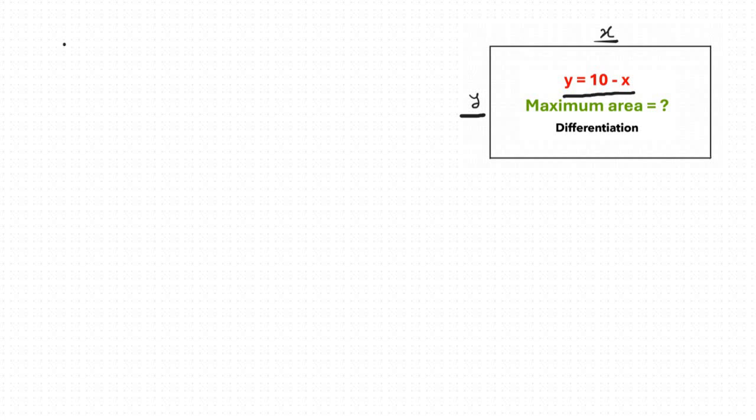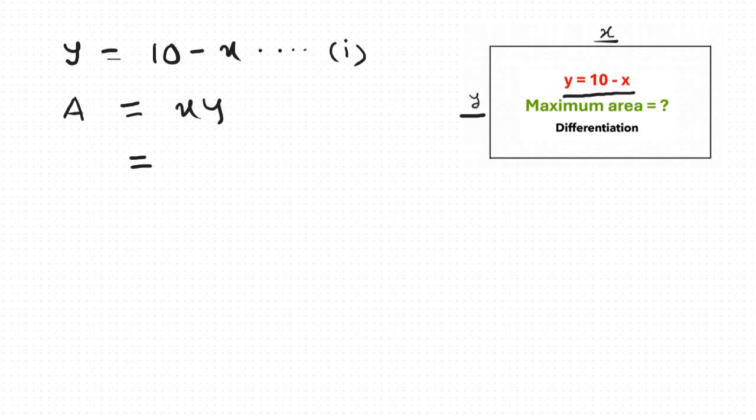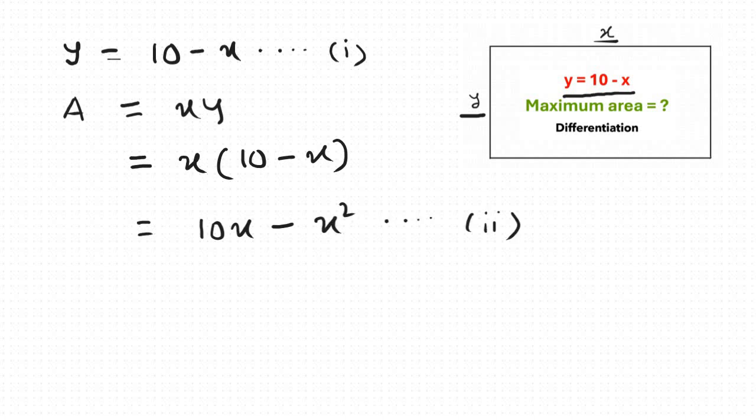So given the relation between x and y is y equals 10 minus x, we can give it equation number 1. Then we get the area of the rectangle, A equals xy. We can put the value of y here and we can write x times 10 minus x. We can write 10x minus x square, which is equation number 2.